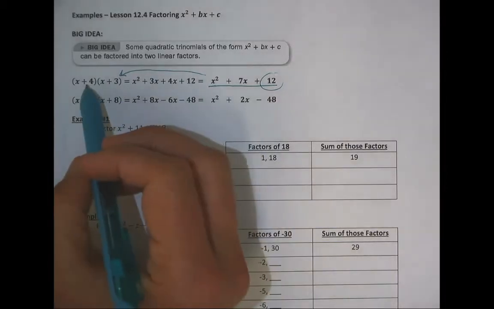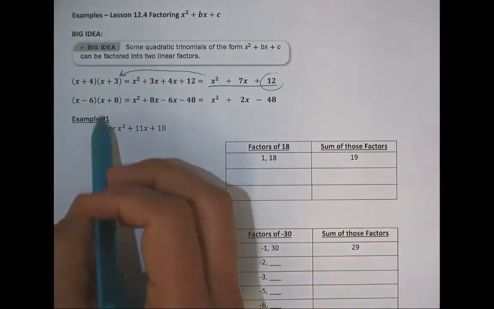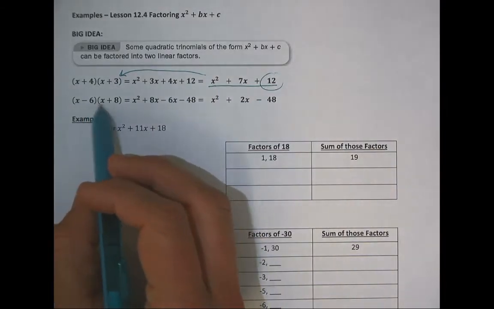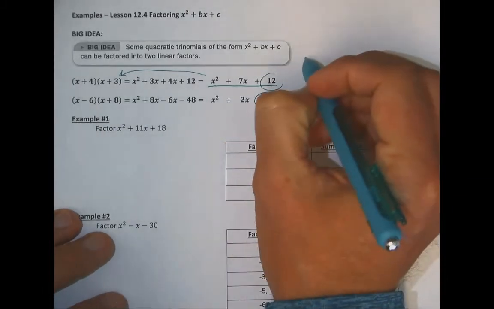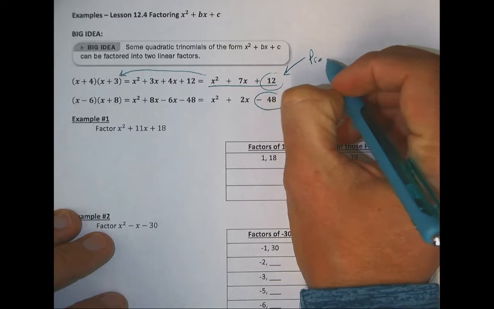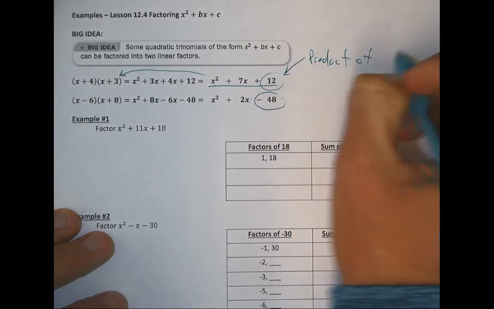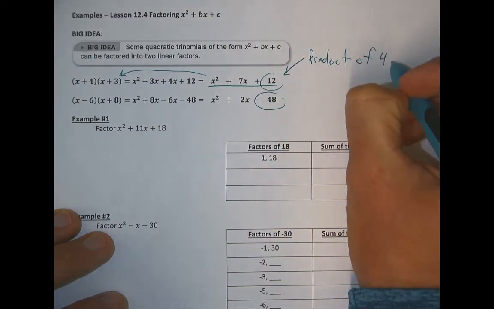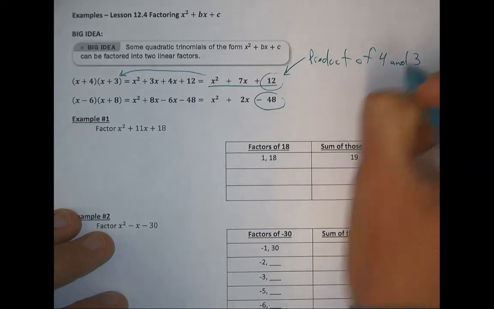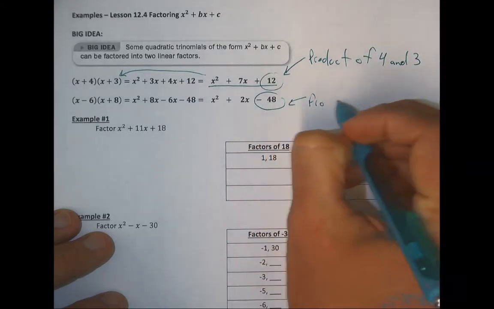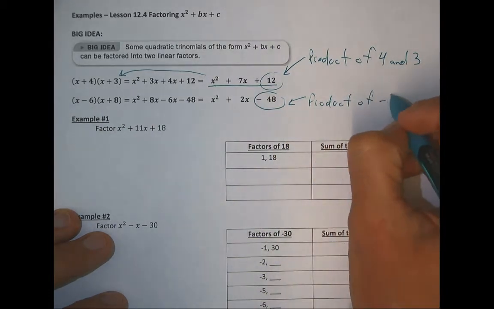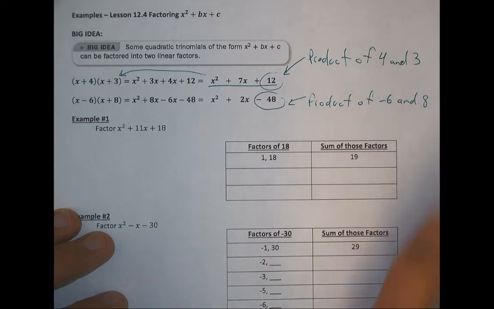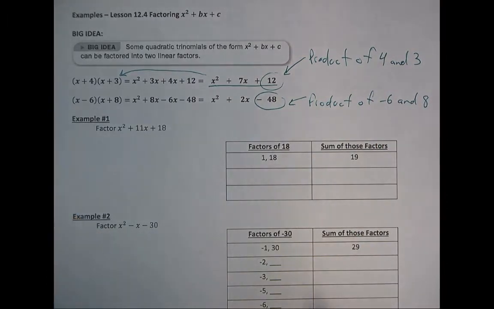Okay, if you look back to the original, 4 times 3 equals 12. If you look back to the original, negative 6 times 8 gives you the negative 48. So this 12 is the product of 4 and 3. And this is the product, means multiplication, of negative 6 and 8. So that helps us a little bit, right?